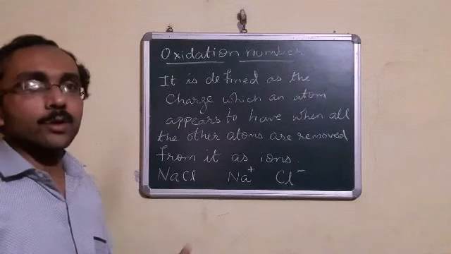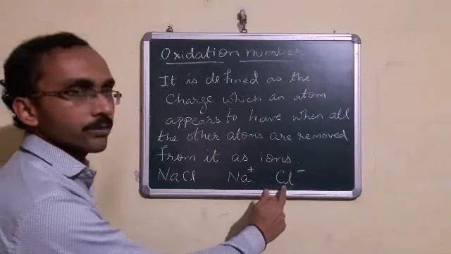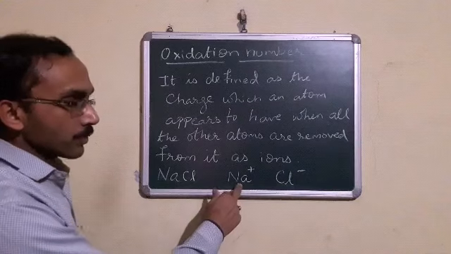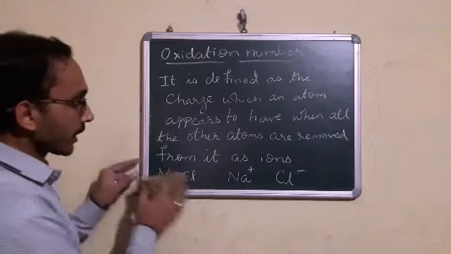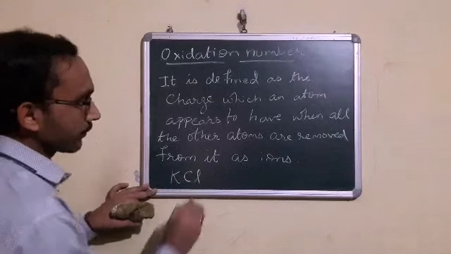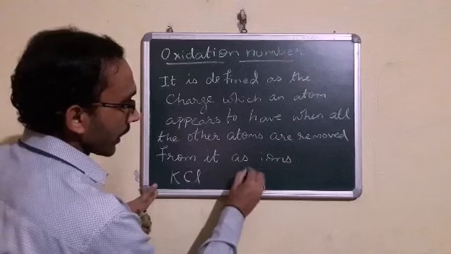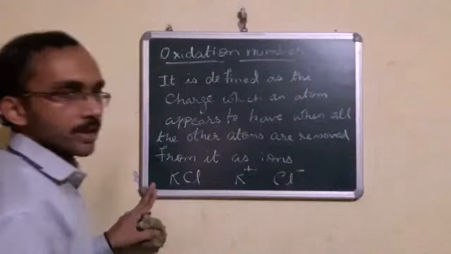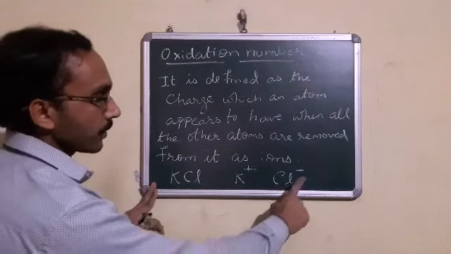When we separate sodium and chlorine in the form of ions, the sodium will acquire a +1 charge and chlorine will acquire a -1 charge. So in that case, we say the oxidation number of sodium will be +1 and chlorine will be -1. If we take one more example, potassium chloride, KCl, it is also an ionic compound. When we separate them in the form of ions, potassium will acquire a +1 charge, chlorine will acquire a -1 charge. So the oxidation number of potassium will be +1 and chlorine will be -1.